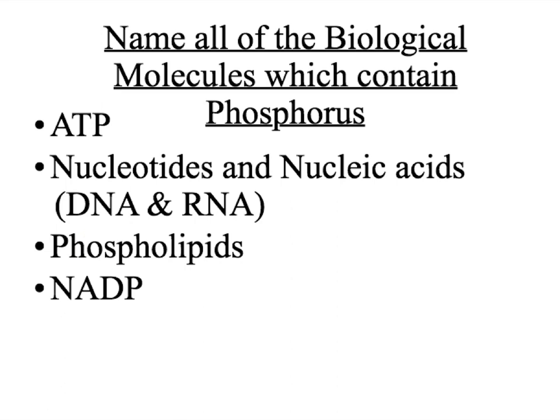Phosphate is also important for the hydrophilic head of phospholipids, allowing a bilayer to form, creating a barrier to water-soluble molecules in a membrane. And also it's a component of NADP, which is a coenzyme responsible for carrying hydrogen ions and electrons, or hydrogen atoms, in photosynthesis.